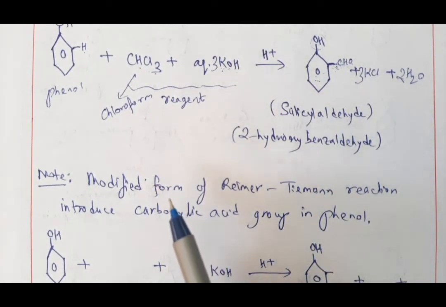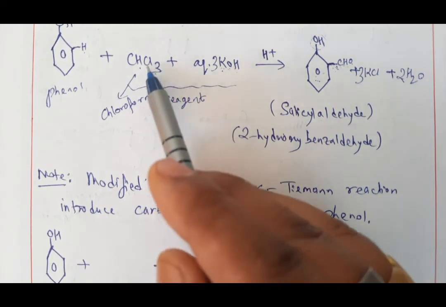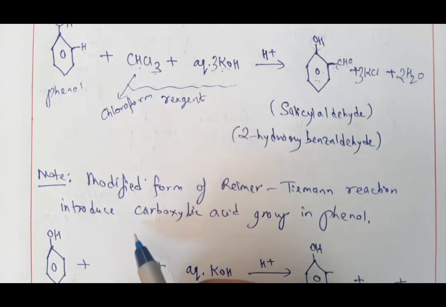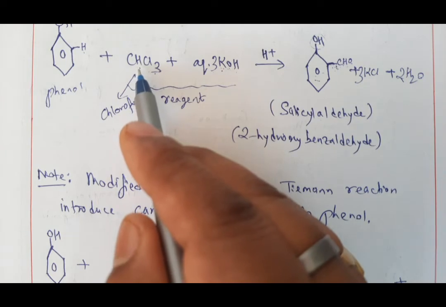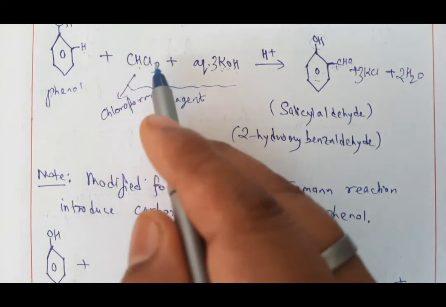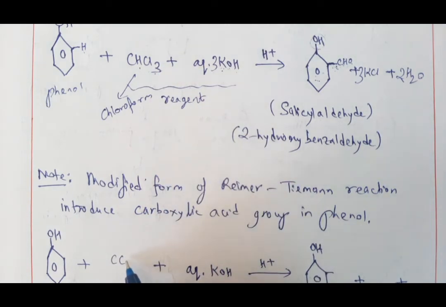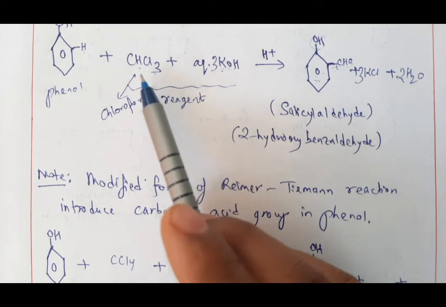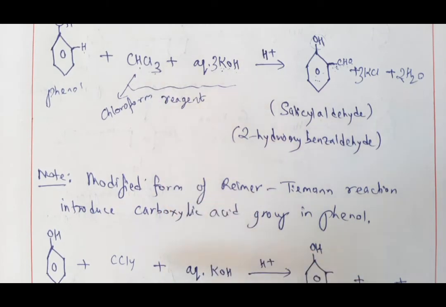In the normal Reimer-Tiemann reaction, we use chloroform. Now remove this H from chloroform. What is left? CCl3. In place of this H, again add chlorine. So it becomes CCl4, that is carbon tetrachloride. Just replace this H with one more chlorine, you get carbon tetrachloride.